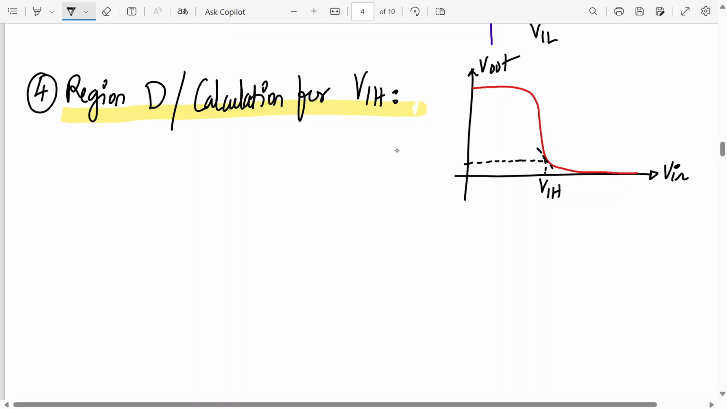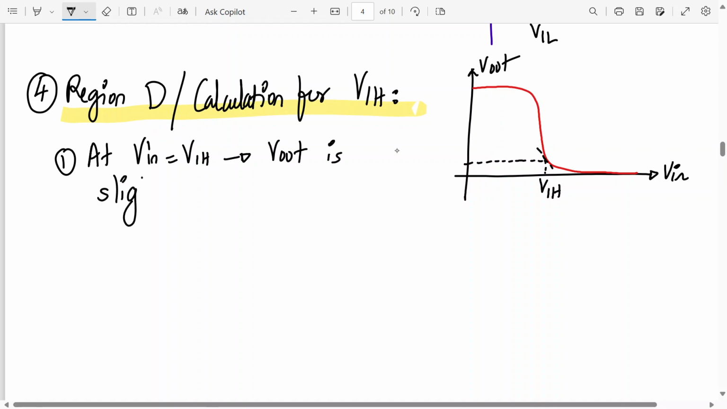Now this is just after entering region C. This is region number D. I'm not marking it over here, but this is region number D. So let's start at V in equal to VIH. If you observe carefully, V out is slightly above 0, slightly above the VOL level or 0 level, right? Therefore V out is approximately equal to 0.